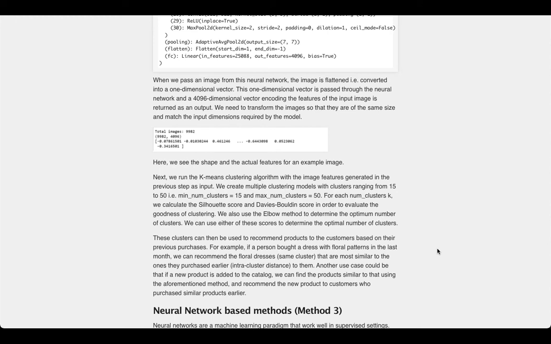For example, given that a person has purchased a dress with floral pattern in the last month, we predict the cluster to which this floral dress belongs. Next, we pull out all the products belonging to that cluster and calculate the Euclidean distance between the test image and all the other images in the cluster. We sort this and extract the lowest 5 values, which are the top 5 products most similar to the input product. These products can then be recommended to the customer.